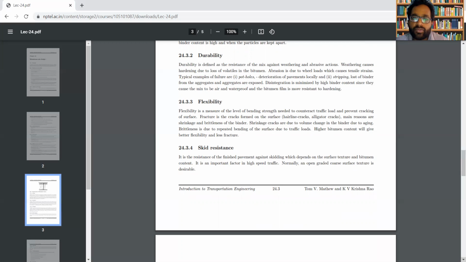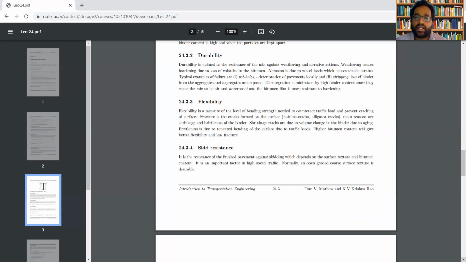Now on the surface, there will be different cracks formed. There are different reasons for the formation of these cracks. The main reason, the first one, is shrinkage and brittleness of the binder. There is a chance of shrinkage happening and there is a chance of brittleness. So that is one important factor for the formation of cracks. Now, what is the cause of this shrinkage crack? Actually, due to aging, there is a chance that a lot of volume change is brought about in the aggregate. So that is one most important reason for shrinkage cracking.